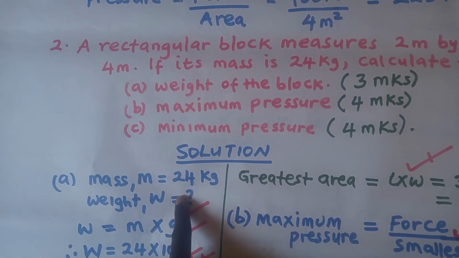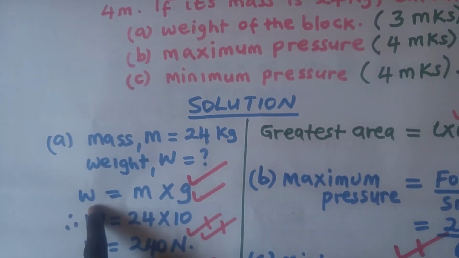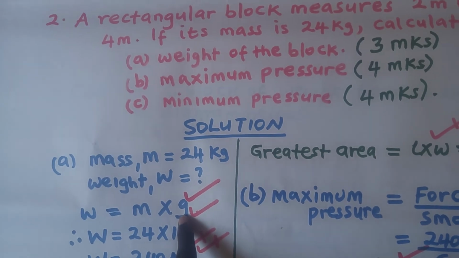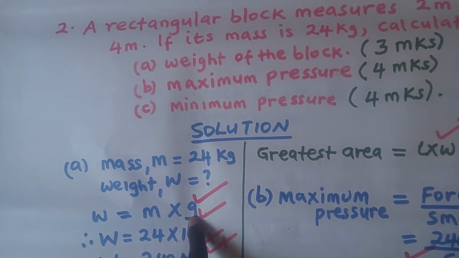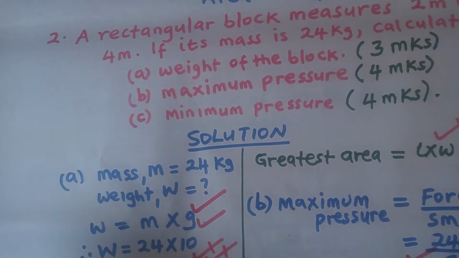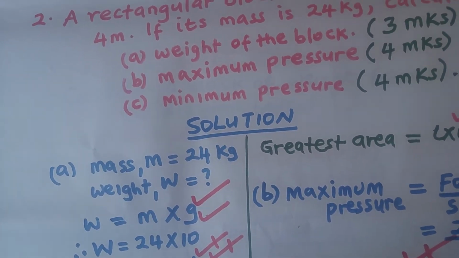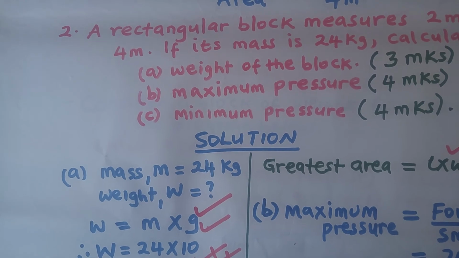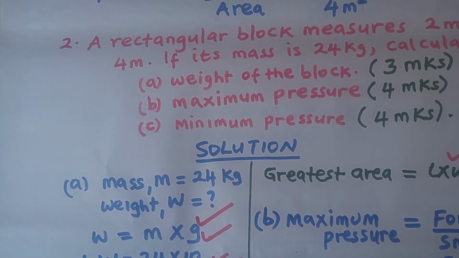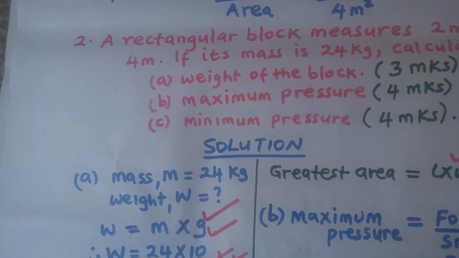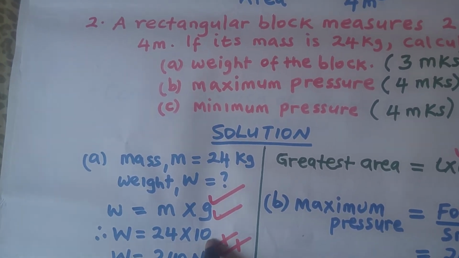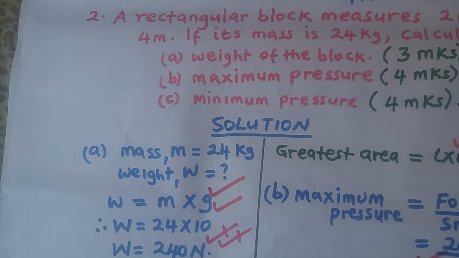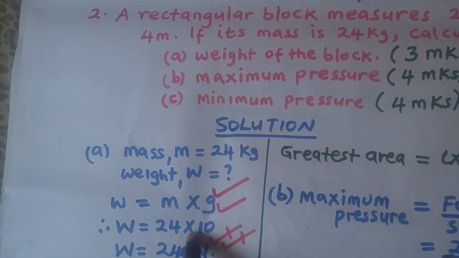The relationship between mass and weight is in the form of an equation which says weight is equal to mass times acceleration due to gravity. Now, the value of acceleration due to gravity is always given, and you are supposed to use the one they have given you. In this case, we have not been given. When you are not given, then you use 10. But sometimes they can give you 10, they can give you 9.81, they can give you 9.8. Please, when you are substituting, write what the examiner has given you. Don't write 10 when they have given you 9.81. But if you are not given, you can use 10.